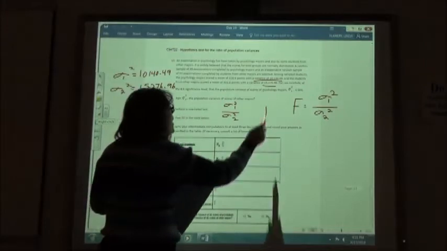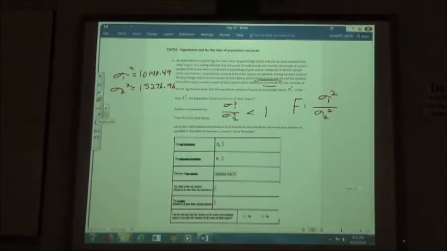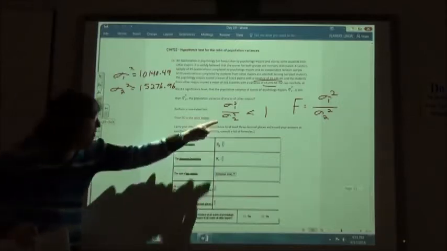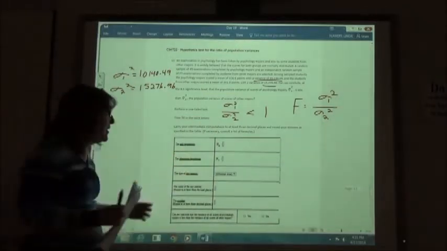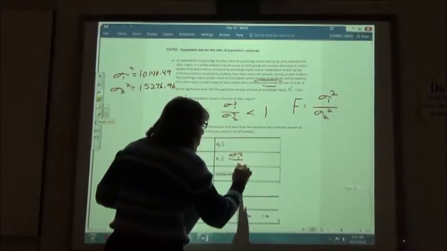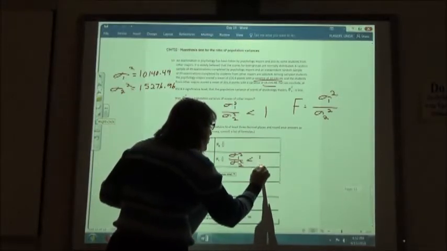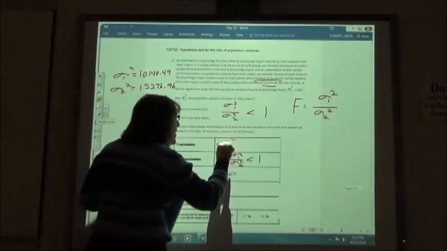And so in this case, we want to know, can we conclude that that is less? If I'm just doing the less, that's my alternative hypothesis. So is my variance for 1 compared to my variance for 2 less than 1? I could draw.